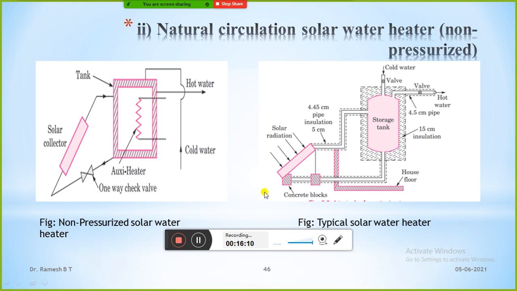Here it is the same figure, with concrete blocks. On them we install the solar collectors, and this pipe is connected to the tank, and the bottom of the tank is connected again to the solar collectors. From the bottom we get the cold water, and at the top we get the hot water. Everything is insulated, with 15 mm insulation. The insulation is very high, just to avoid losses.